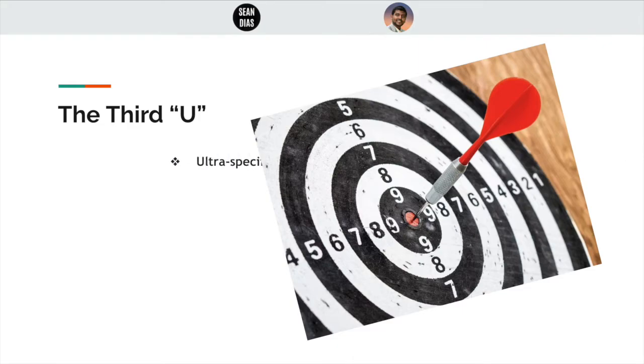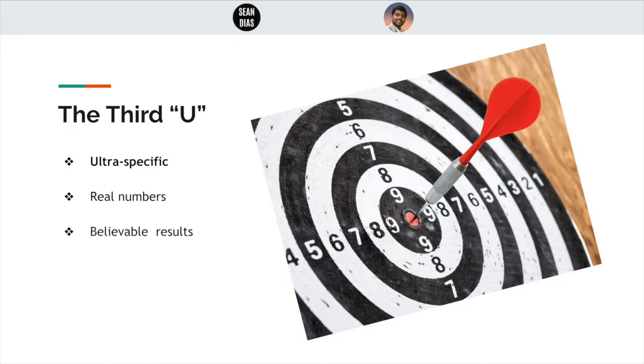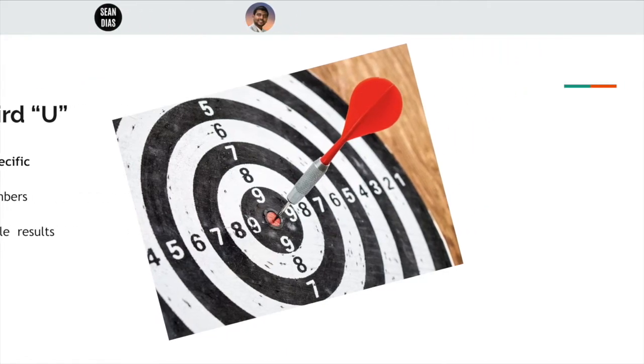The third U is called ultra specific. That means you have to be very clear and precise about the benefit that you are trying to communicate. You can use real numbers. Don't use round numbers, because when you use real non-rounded numbers, that will increase the amount of trust that your customer has. You can use some believable results as well in your headline.